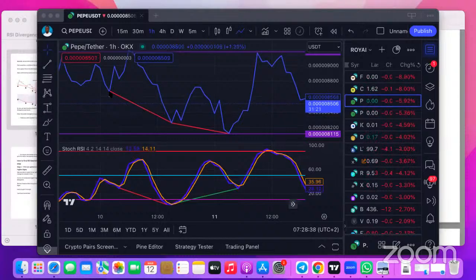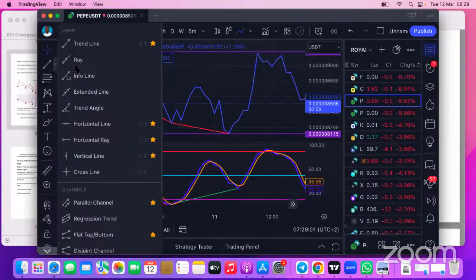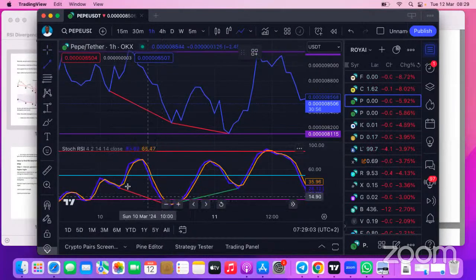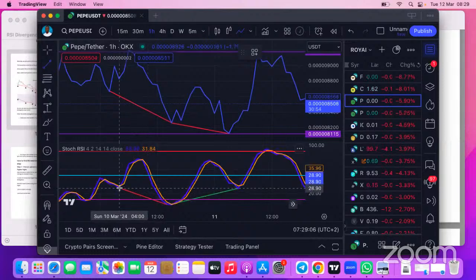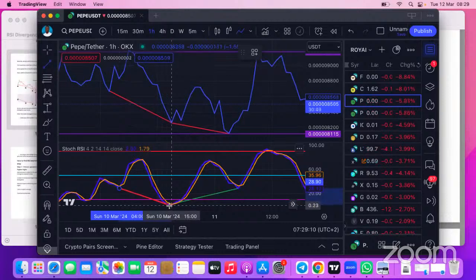And you see the connection of this lowest point to this lowest point, and the connection of this lowest point to this lowest point. Give me one in the chat if you can understand that. So the same thing you have done of connecting this lowest point to this lowest point, you're also going to do the same when it comes to the stochastic RSI. So you come here, pick your trend line, connect this lowest point to a consecutive lowest point, like this.